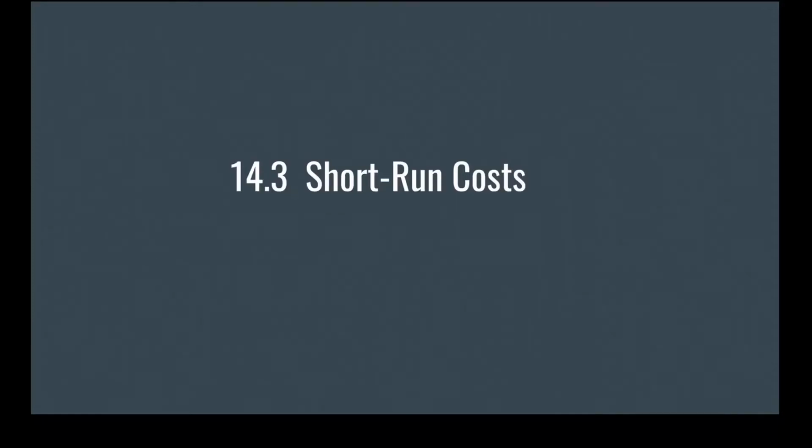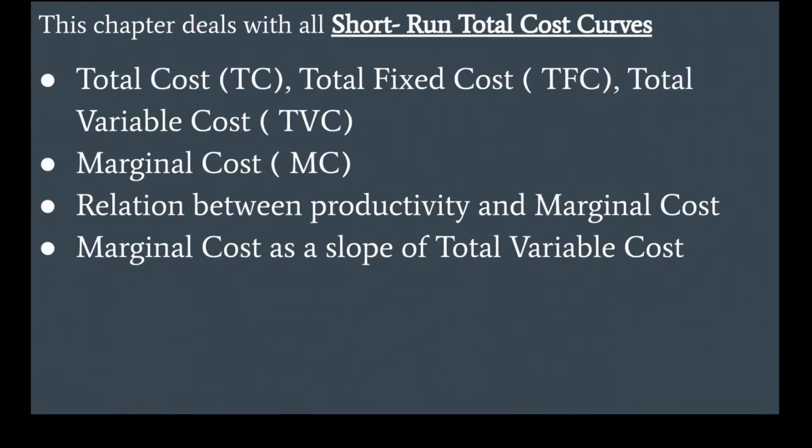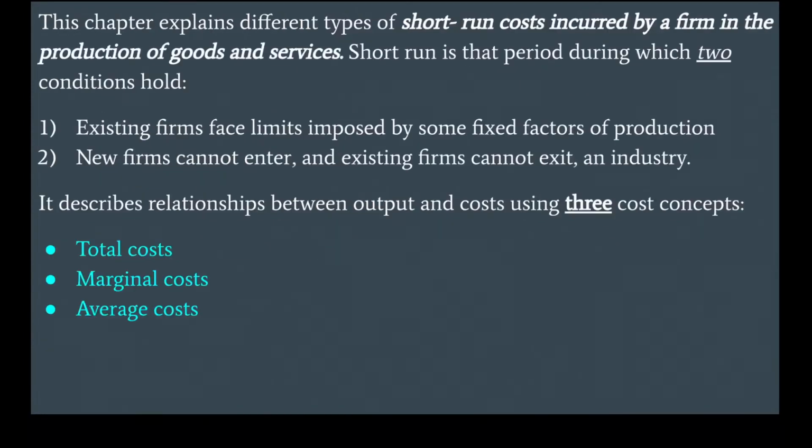14.3 Short-Run Costs. This chapter deals with all short-run total cost curves: total cost, total fixed cost, total variable cost, marginal cost, and the relation between productivity and marginal cost as a slope of total variable cost. This chapter explains different types of short-run cost incurred by a firm in the production of goods and services.